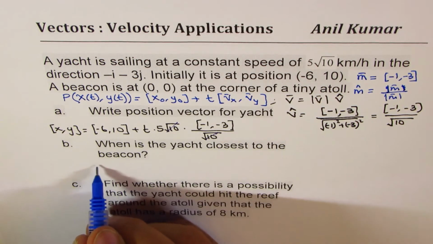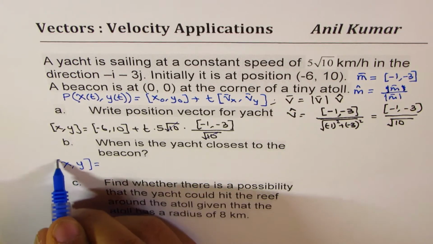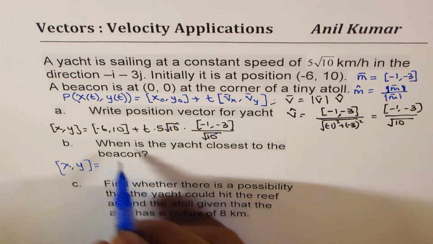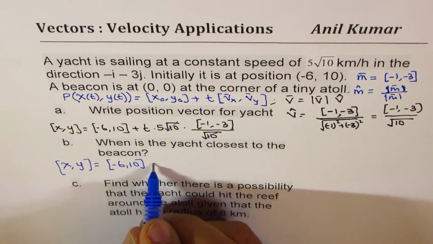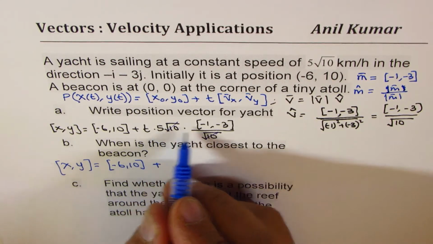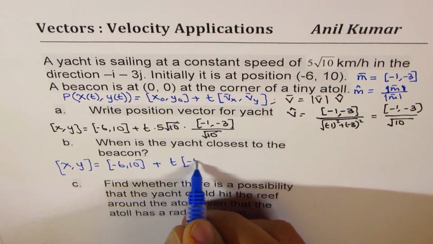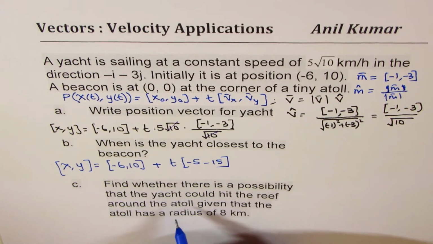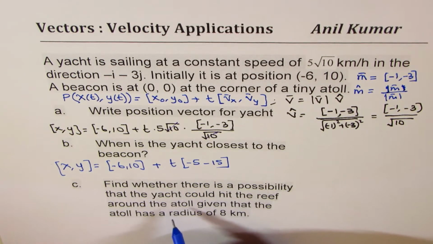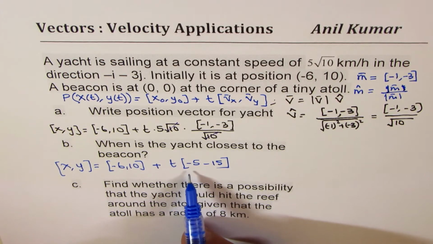Which, let me write here itself, could be written as the position vector. I'm writing, not the, we'll do part B in the next page. So it should be minus 6, 10 plus t times, we'll multiply these numbers by 5, minus 5, minus 15, correct? So that is how we can write the position vector in the given situation.